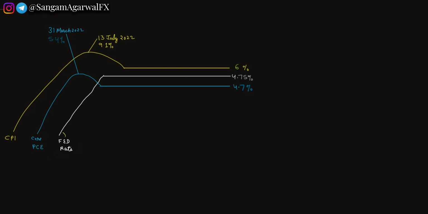So core PCE means Fed interest rate. And now you can see the Fed interest rate is now above the core PCE number. That means real interest rate. That means the Fed inflation fight is already over, because real rates are now positive.